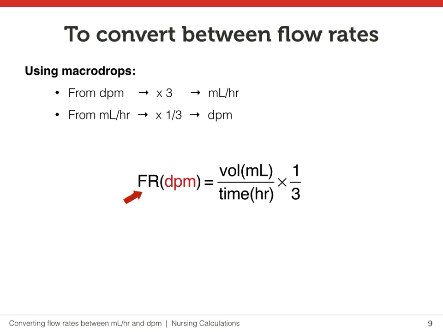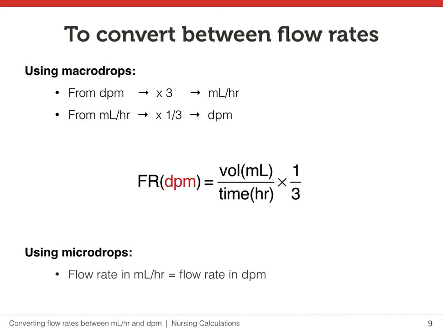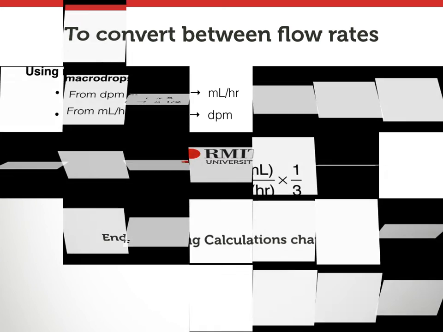Flow rate in drops per minute is achieved if you have flow rate in mils per hour and multiply it by 1/3. The mils over the hour here represents a flow rate because that is the formula for flow rate. Flow rate equals volume divided by time. When you are using microdrops for pediatrics, the conversion is simpler. Flow rate in mils per hour is the flow rate in drops per minute.